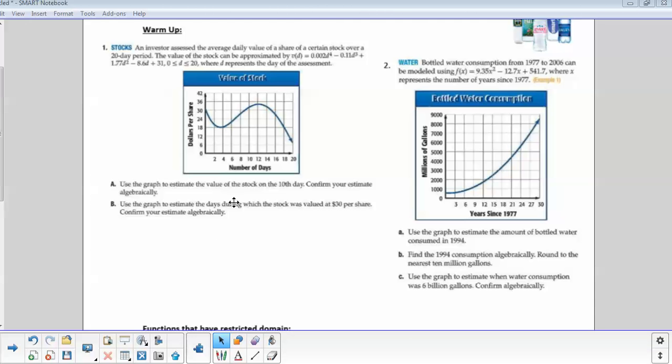Hello Pre-Calc students, this is Unit 6, Day 1, and this is our introduction to functions. So we're going to start with these two warm-up problems. You should definitely try these problems before watching the answers.